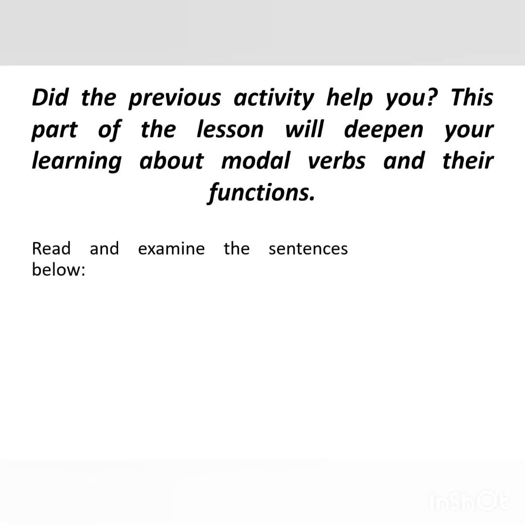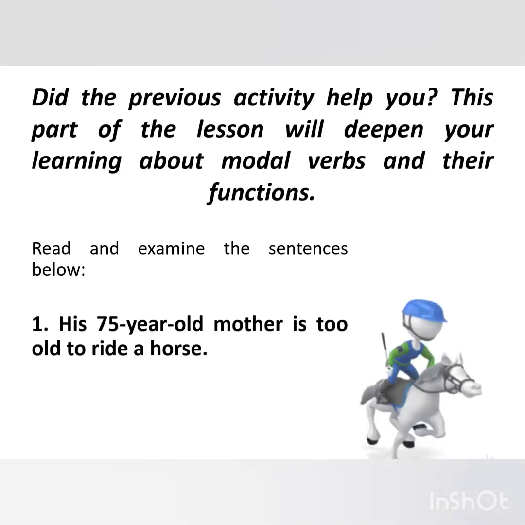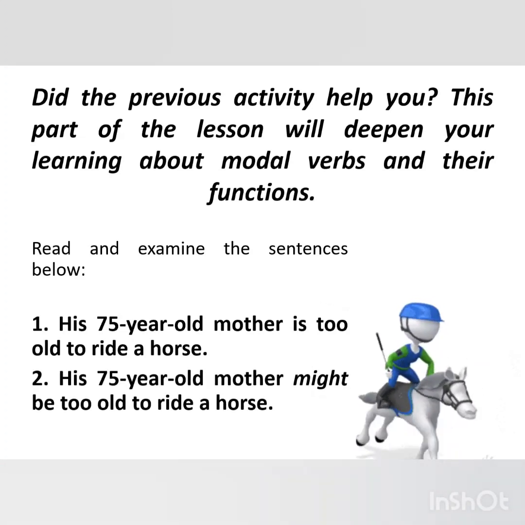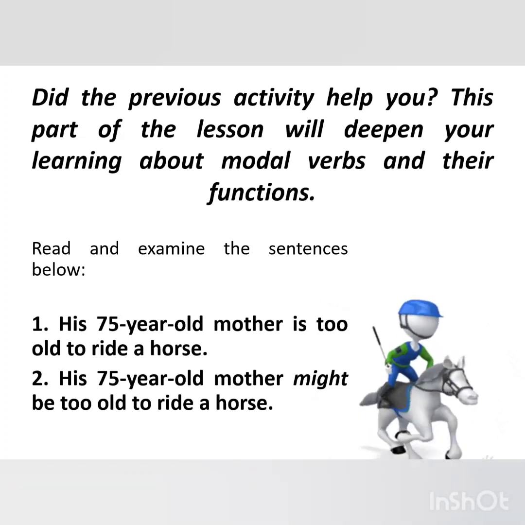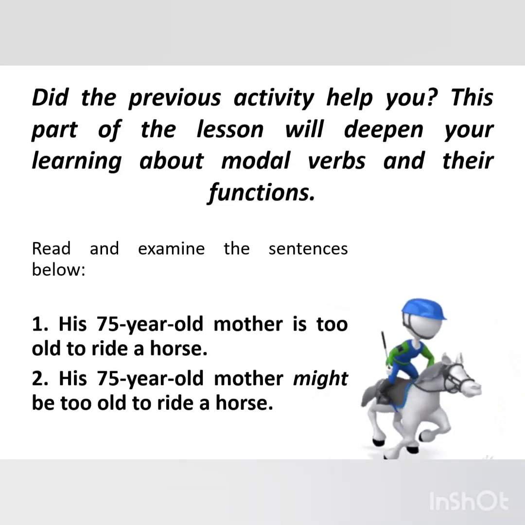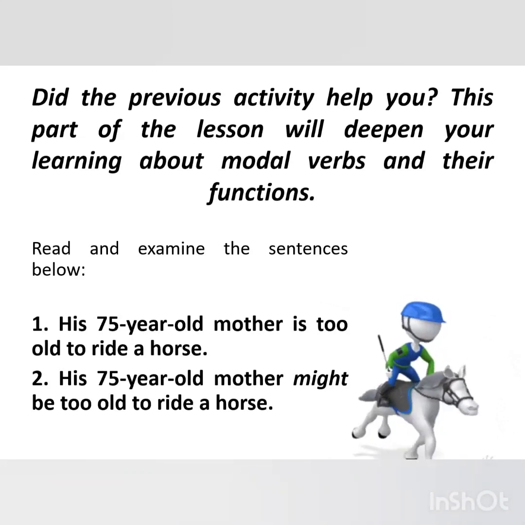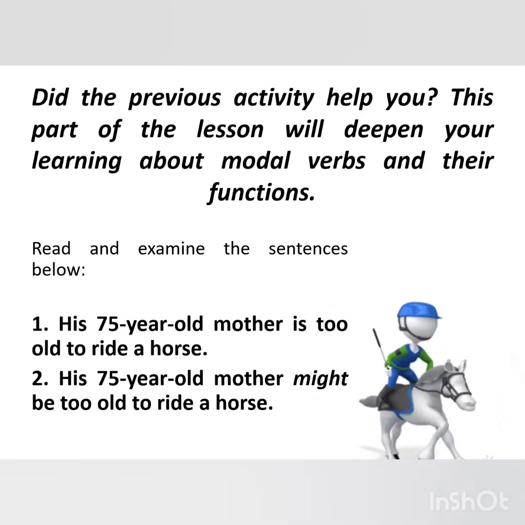Let's read and examine the sentences below. Number 1. His 75-year-old mother is too old to ride a horse. Number 2. His 75-year-old mother might be too old to ride a horse. What have you noticed in sentences 1 and 2? Do they have the same meaning? If not, what is their difference? Sentences 1 and 2 have different meanings.